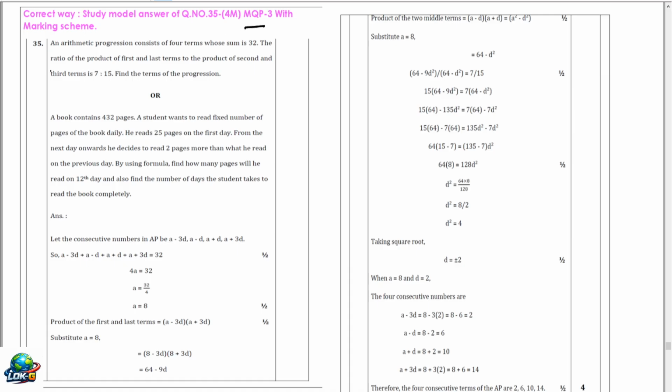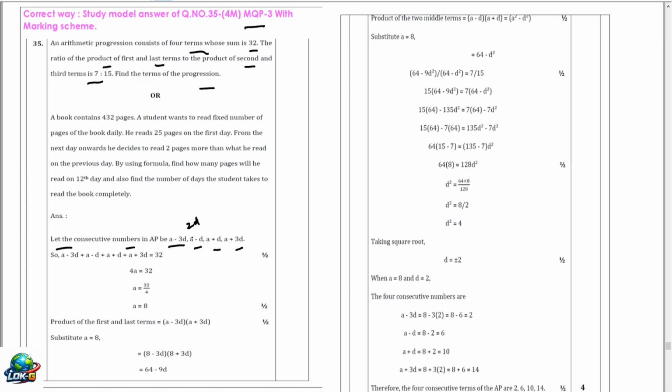Model paper number 3. See the 4 mark question. An arithmetic progression consists of 4 terms whose sum is 32. The ratio of the product of the first and the last terms to the product of the second and the third term is 7:15. Find the terms. Remember, generally, whenever 4 terms are given, consecutive terms are given, you better take like this: A minus 3D, A minus D, A plus D, A plus 3D. Observe that 2D is the common difference.